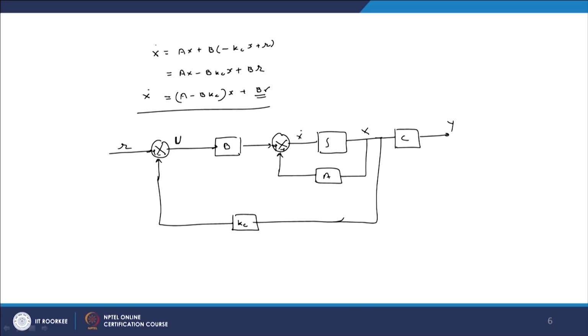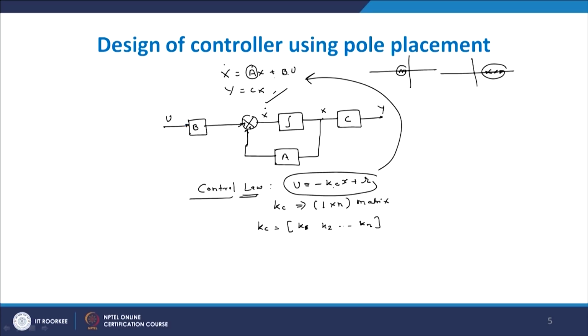So, if you see, x dot equals Ax plus Bu, where this equation has been completed, and here y equals Cx. So, this is the block diagram of the system, and now it becomes a closed loop because the state has been controlled. Here there is no such controlling effect.